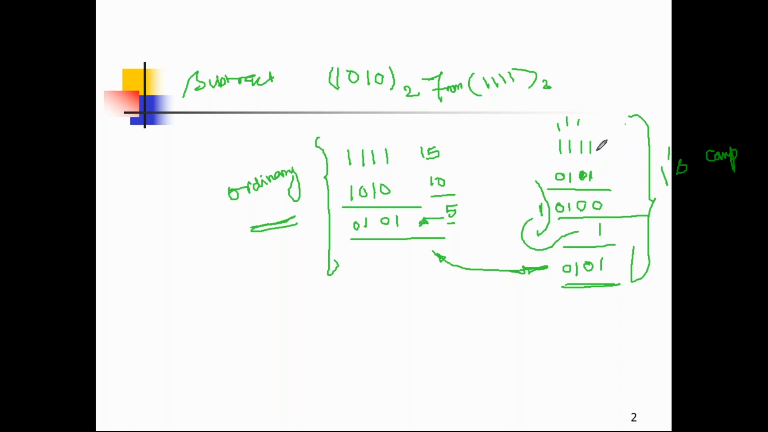The same thing: the given number 1111 is taken as it is, then find the one's complement of 1010 and add both. During that process, am I getting any carry? Yes, here I'm getting the end carry. So that end carry is added to the result, and I get the answer 0101. Checking both results, they are the same. So my problem is exactly correct.